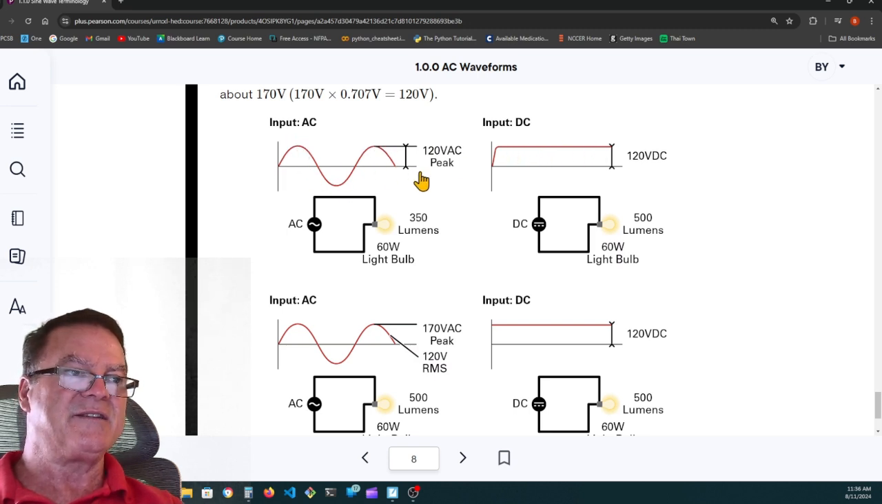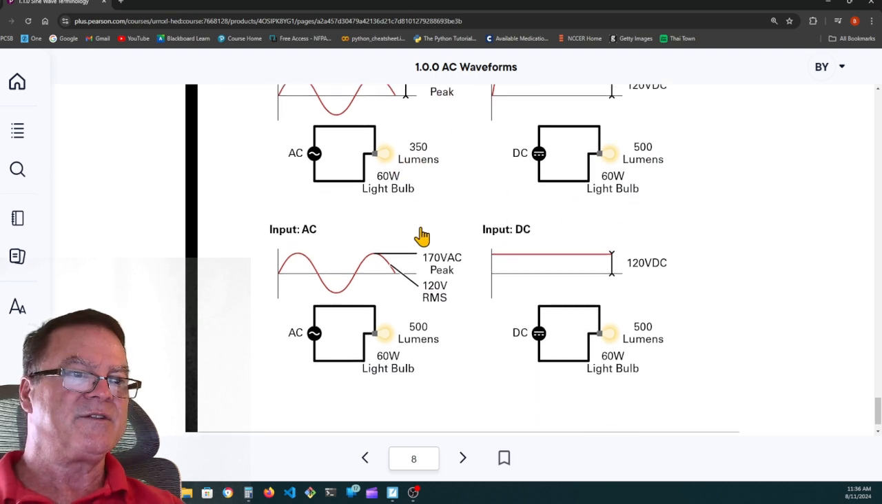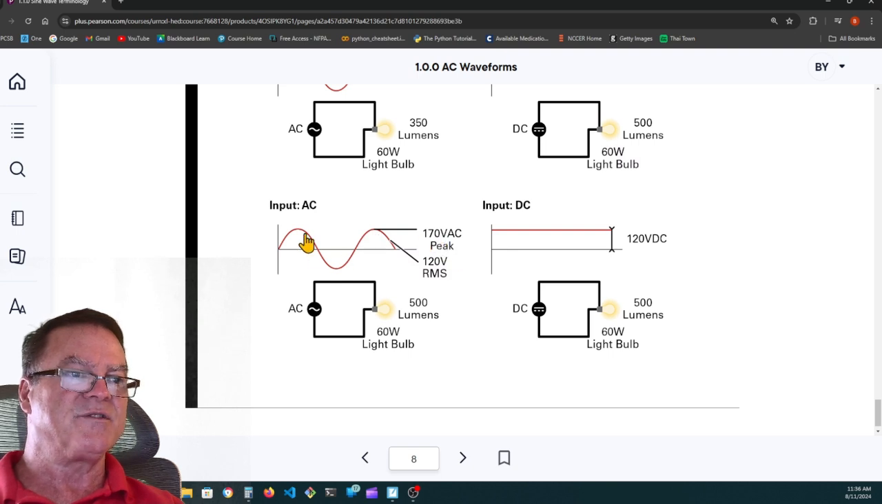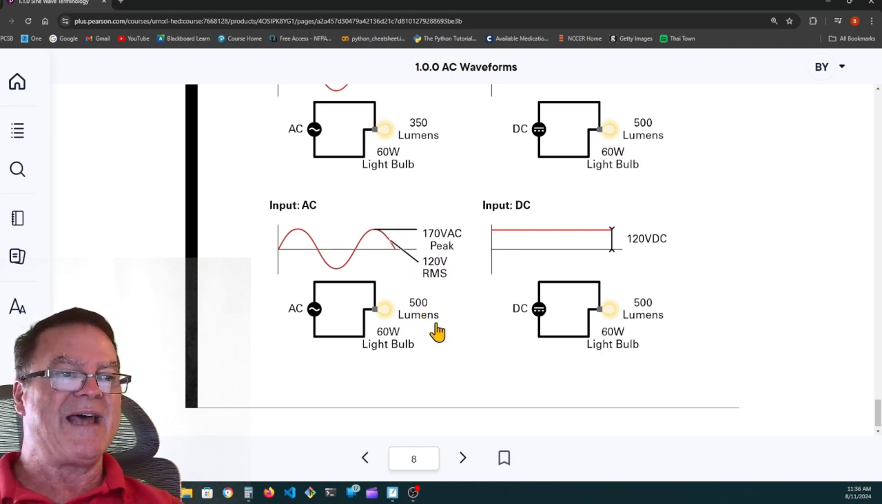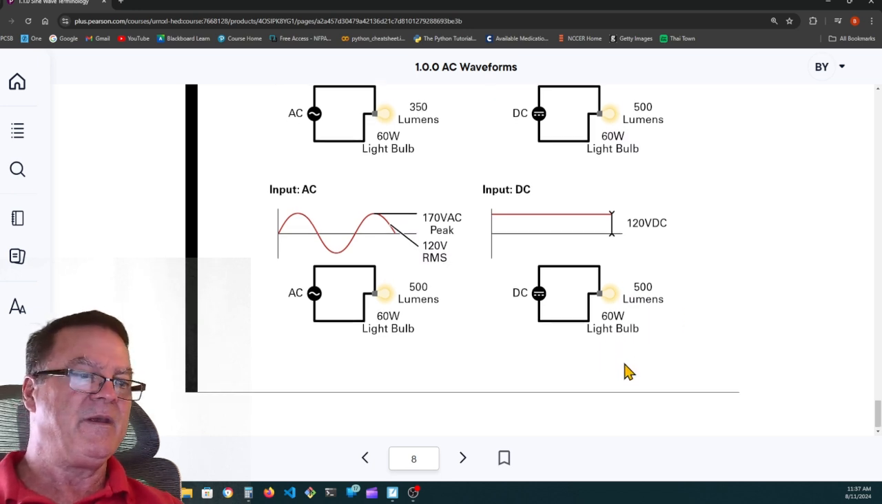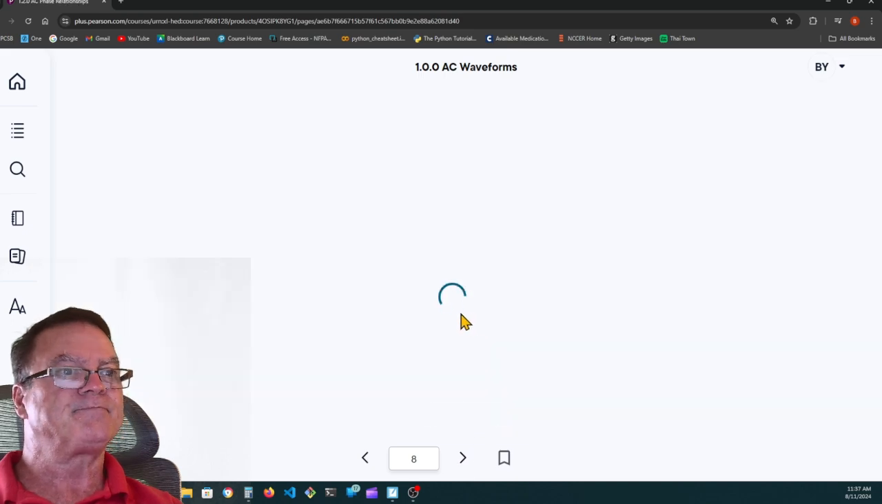You can't use the AC 120 volts peak. Here they're not getting 500 lumens, they're only getting 350 lumens. So when they use the 170 volts peak AC, then they have 120 volts effective value, or RMS, and they're getting the 500 lumens out of the light bulb, the same as the 120 volts DC. All right, very good.